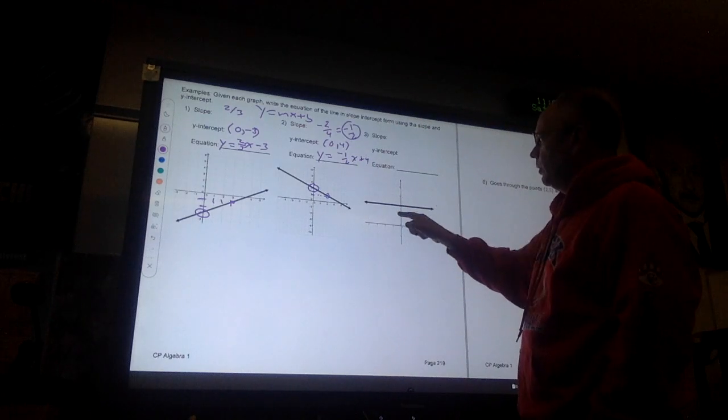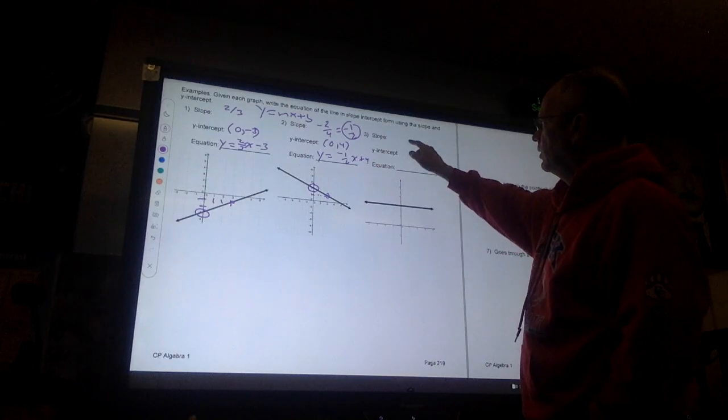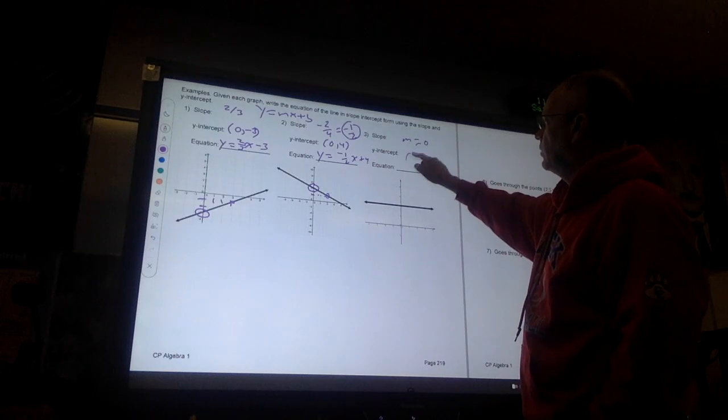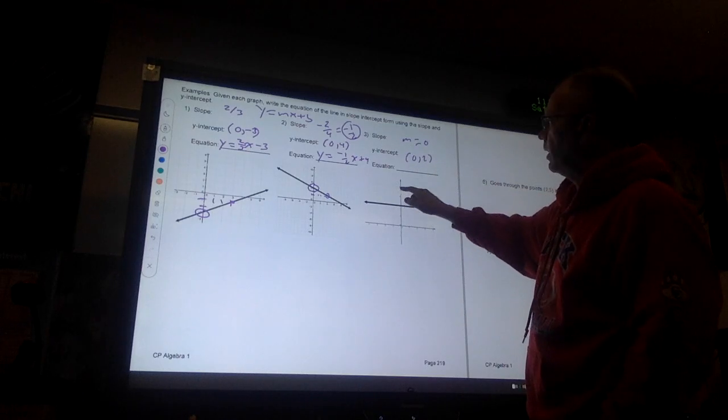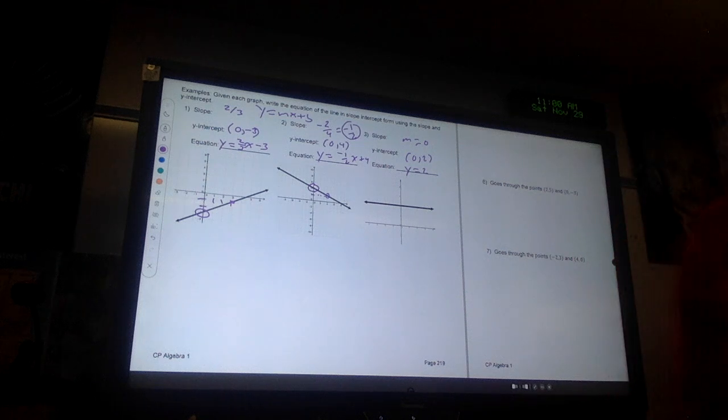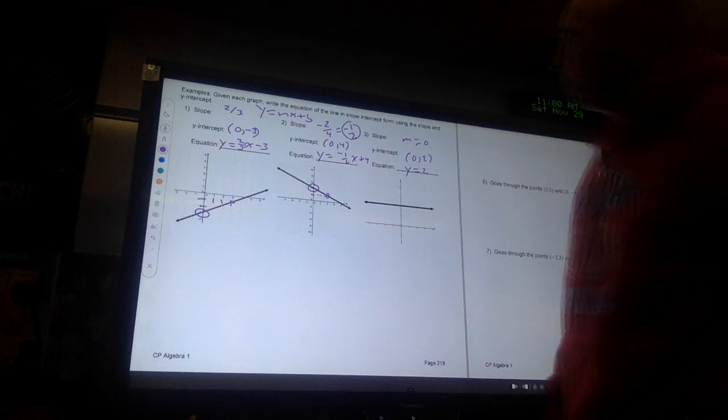And this is one of our special cases, where we have a slope of 0. We have a y-intercept at (0, 2). It's a horizontal line, so it's just y equals 2. We don't have to put the 0x because 0 times x is 0.